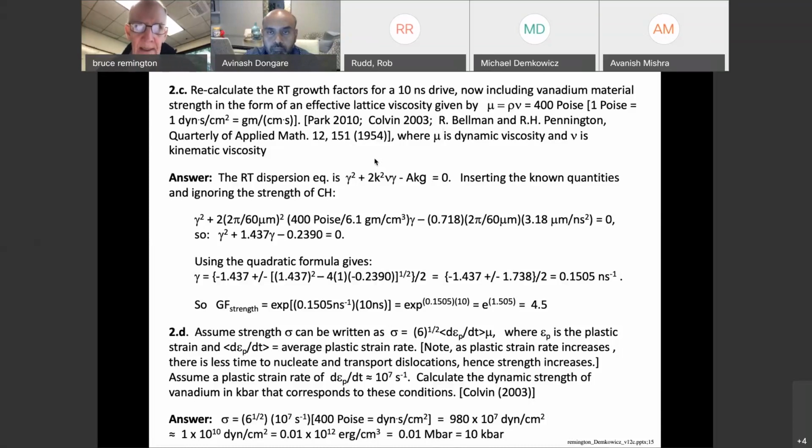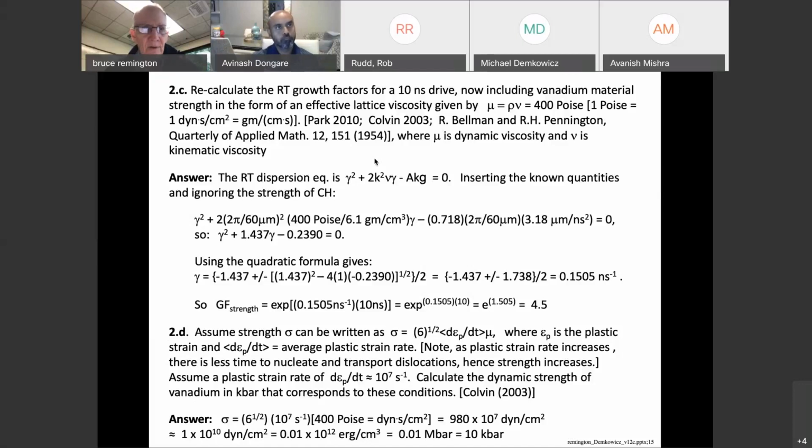d epsilon dt, if the strain rate is high, the amount of time that you have to nucleate and transport dislocations is low, which necessarily means the strength is going to be high. That's why you get this dependence of strength on strain rate. And of course, mu, the viscosity, if it's very viscous, of course, the strength will be high. So assume the strength can be written as the square root of 6 times the strain rate times viscosity.